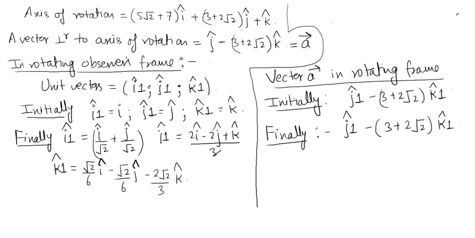Now this was the initial position of this vector. Now I have to find the final position of this vector. So I will have two vectors, and then I can find the angle between those two vectors to find out the angle of rotation of the body.